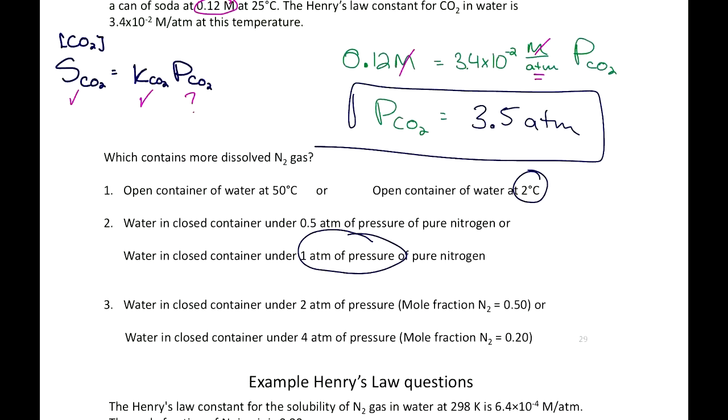Okay, this one's a little trickier. Water in a closed container under 2 atmospheres of pressure, but only half of the particles are nitrogen, or 4 atmospheres of pressure, but 20% of the particles are nitrogen. Which one has more dissolved nitrogen? A lot of folks will just say 4, the 4 ATM, because higher pressure, right?